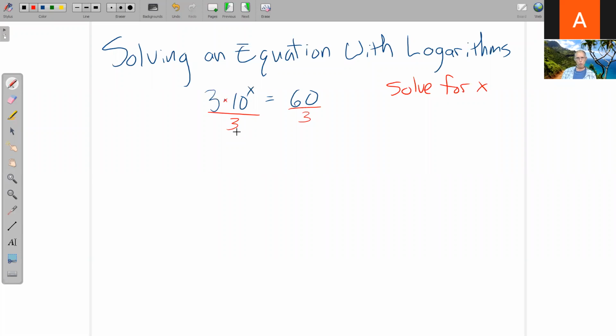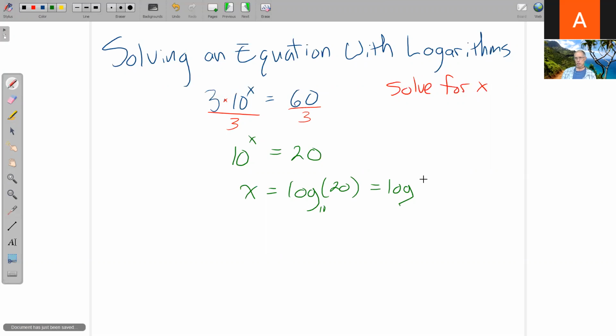So 3 divided by 3 is 1. 1 times 10^x is 10^x. On the other side, 3 goes into 60 how about 20 times? So this says 10 to what power equals 20. That means find the log of 20. Right? Because what does a log mean? It says 10 to what power is 20. And that's what a log does. On a calculator, it would just be the log of 20. I'll show you a slightly different way to write this in just a moment, but let's check that and see if it works.